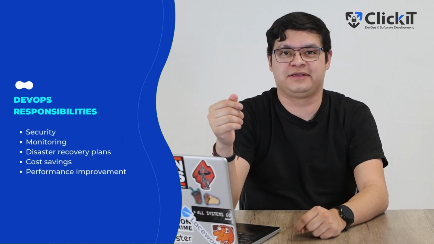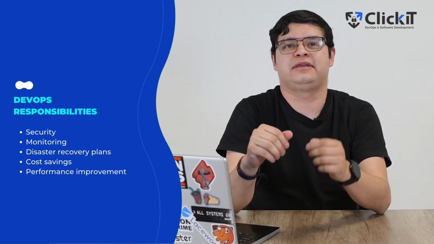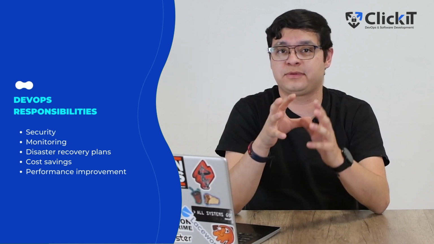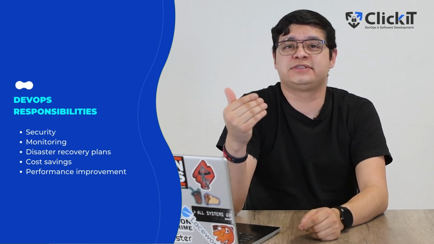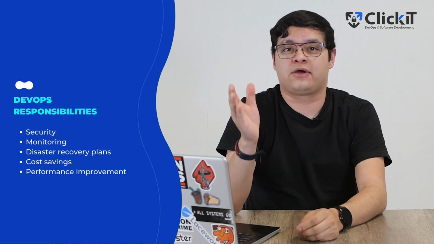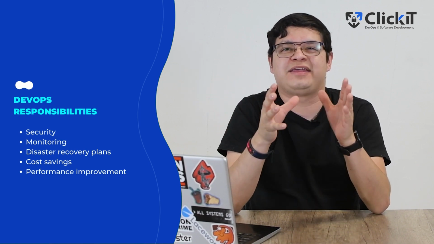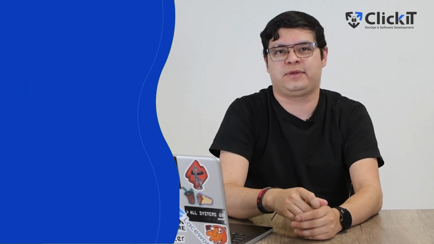DevOps Responsibilities. What exactly does a DevOps engineer do? Depending on the client necessities, a DevOps engineer can take care of multiple activities related to different topics like security, monitoring, disaster recovery plans, cost savings, and performance improvement, applying automated procedures to provide these results to each client requirement. At first sight, when it comes to SRE versus DevOps, you can determine that some activities are shared between both positions to reach the common goal.